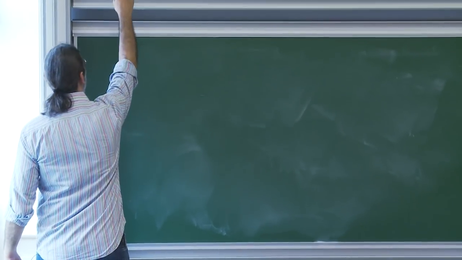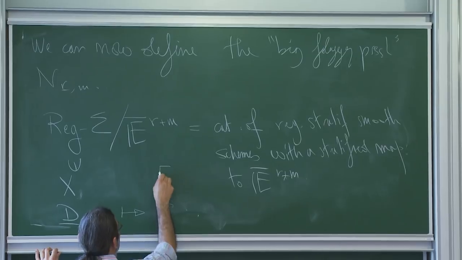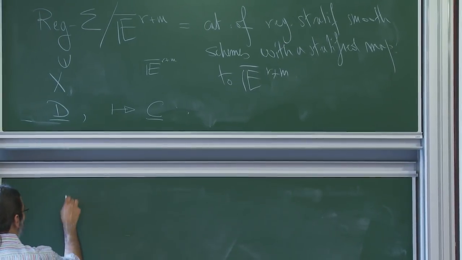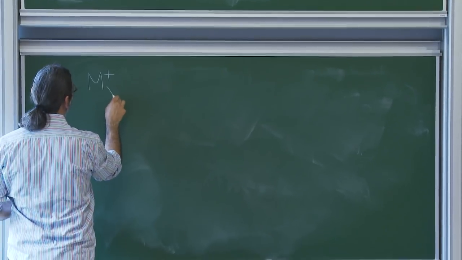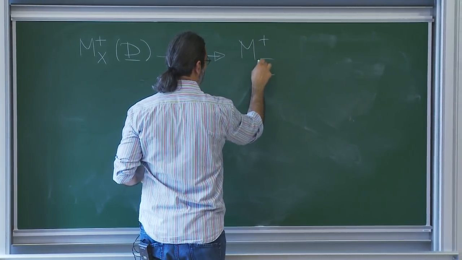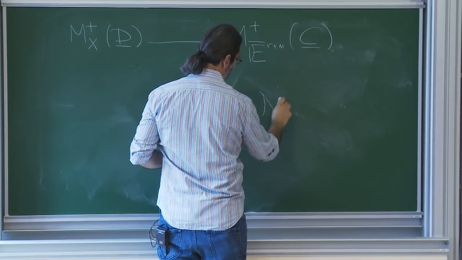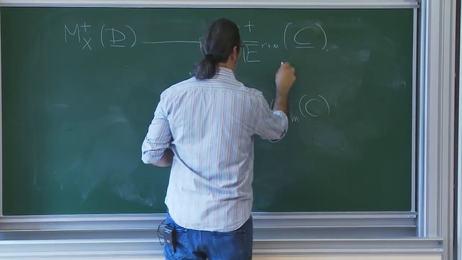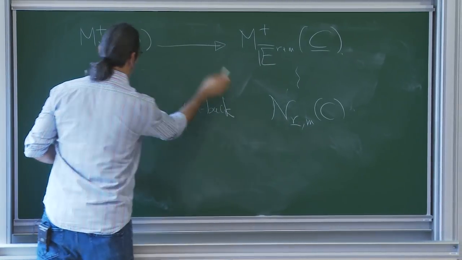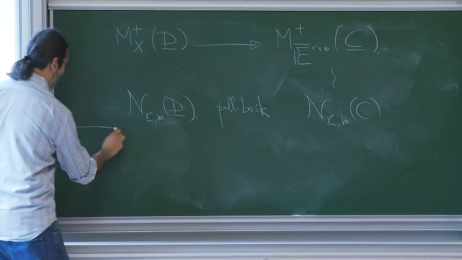All right, so if I take an object there and the flag, I can map this flag into a flag C underlined in here. Then I have an induced map on the normal cones. Here I have my n and C, which lives here, and I just take its pullback along this map, and get what I call n R m d underline.